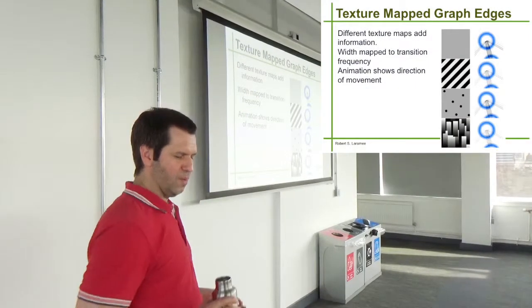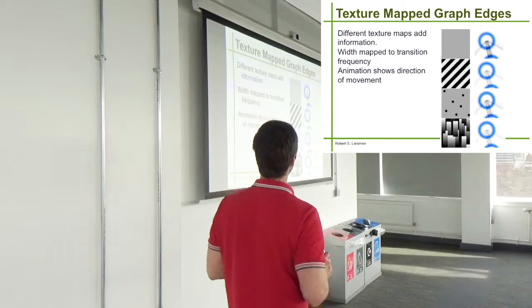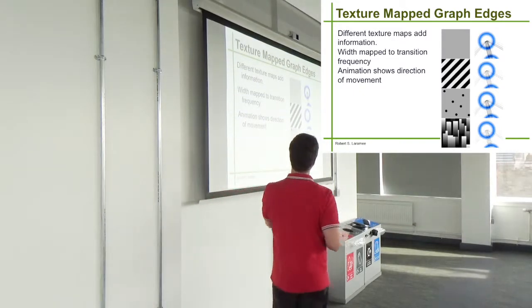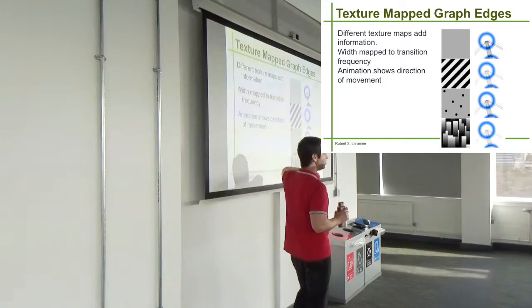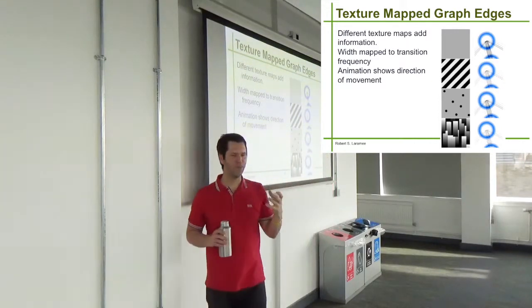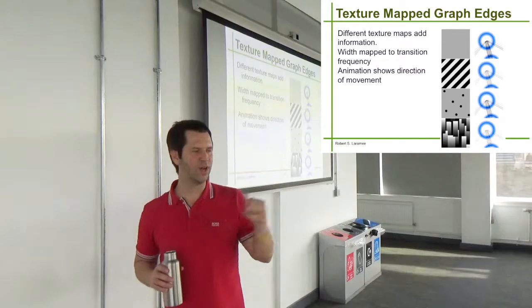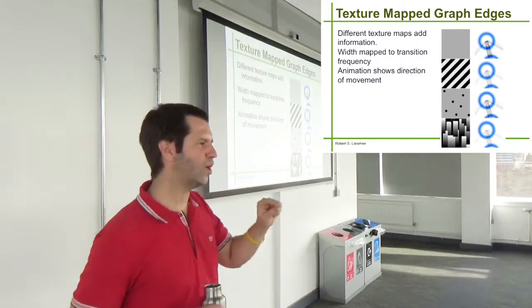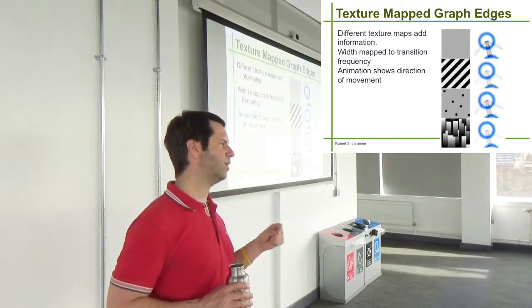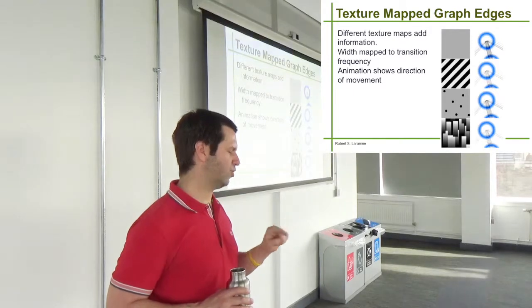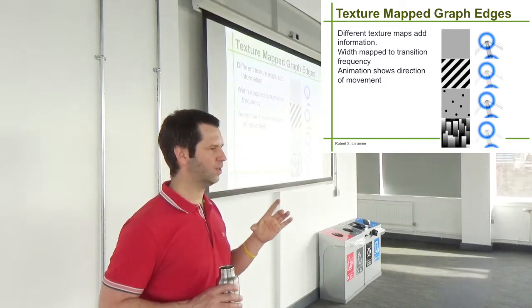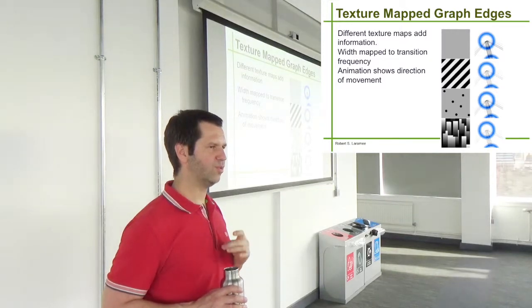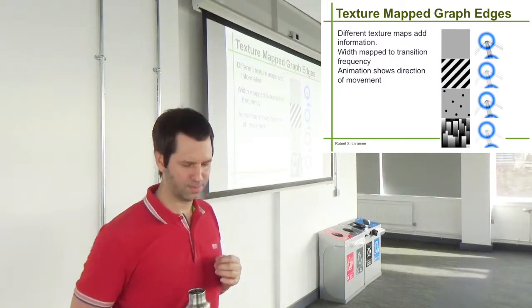We can also add information to the edges. We can make the edges thick. We can add texture to the edges to convey more information. For example, how often is a transition from one node to another node made? If that transition is very frequent, we can make the edge thick. If it's very infrequent, we can make it very thin.